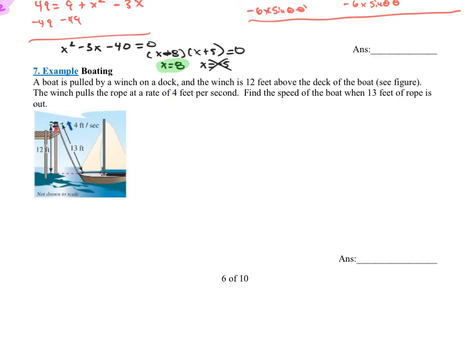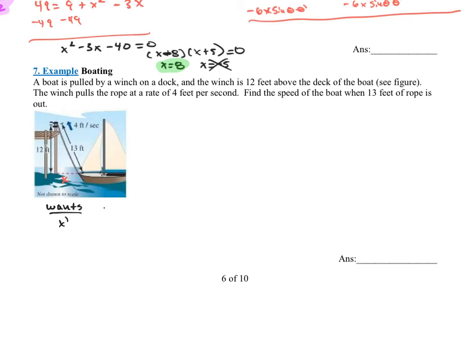Notice that here's the rope, so this rate is changing at 4 feet per second. It says find the speed of the boat, and again the speed of the boat is going to be the horizontal direction when the rope is 13 feet out. So it wants to know what's the speed of the boat. So I'm going to go ahead and call this side right here x, and it wants to know what x prime is, the speed of the boat. So it wants x prime, the rate of change of the boat.